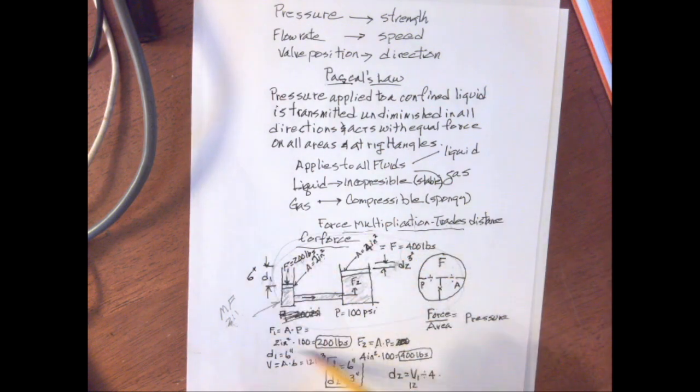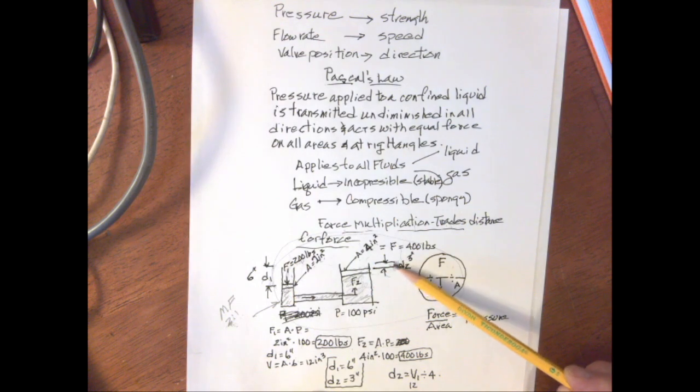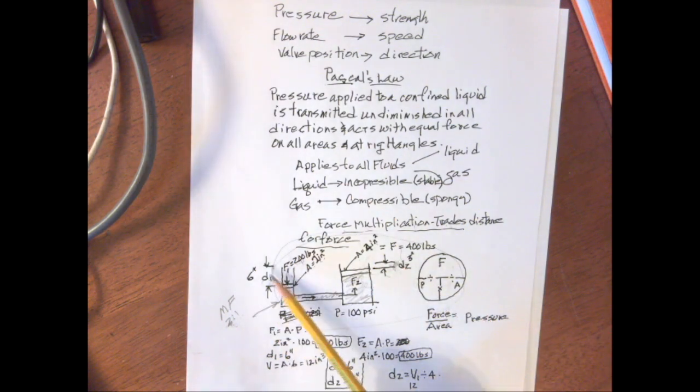And that's what I was trying to illustrate, is although we used 200 pounds to lift 400 pounds, there was a price to pay. We could only move the actuator 3 inches and it took us 6 inches of motion here to get that done.